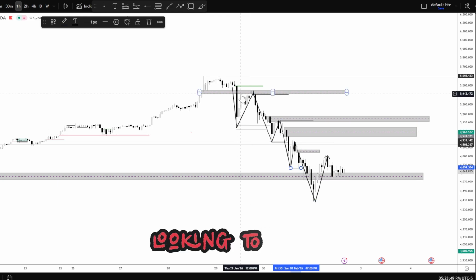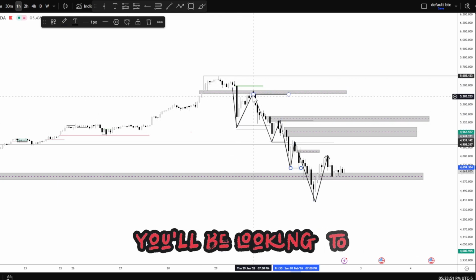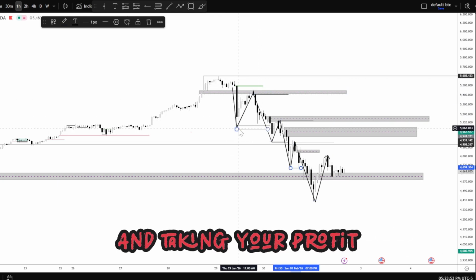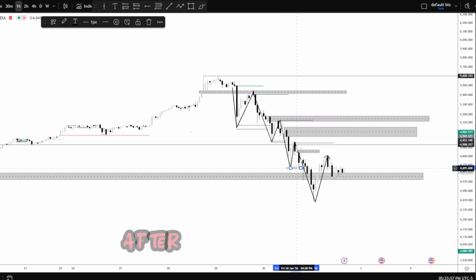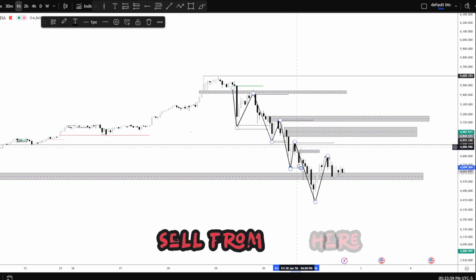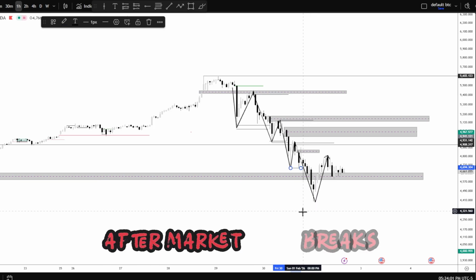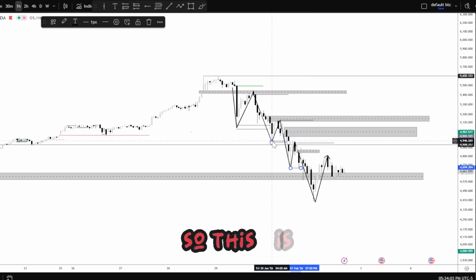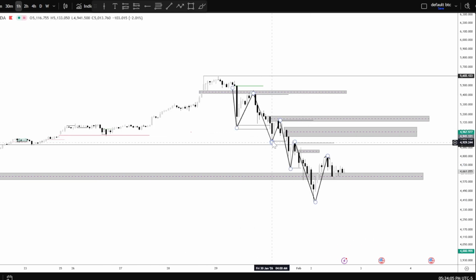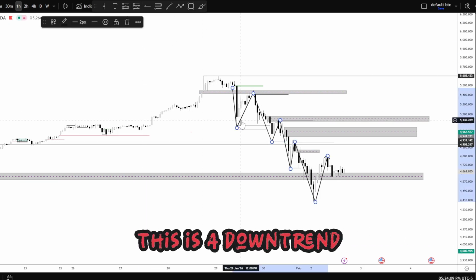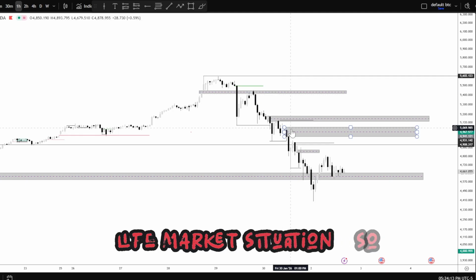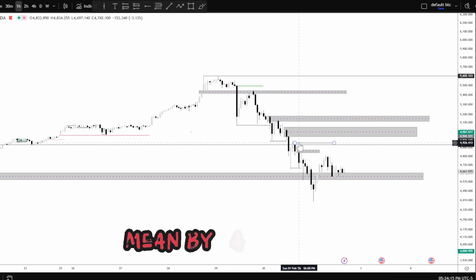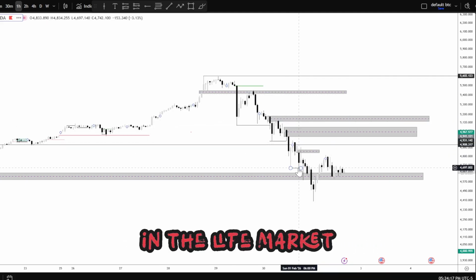So this is what a downtrend is. If you are looking to sell, you'll be looking to sell from here and taking your profit after breaking this structure. You'll be looking to sell from here and taking your profit after breaking this structure. You'll be looking to sell from here and taking your profit after the market breaks this structure. So this is a downtrend. This is what we mean by a downtrend in a live market situation.